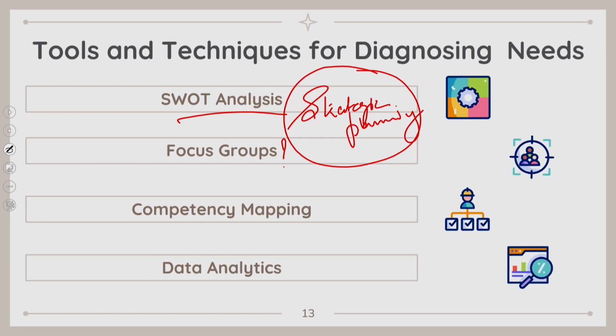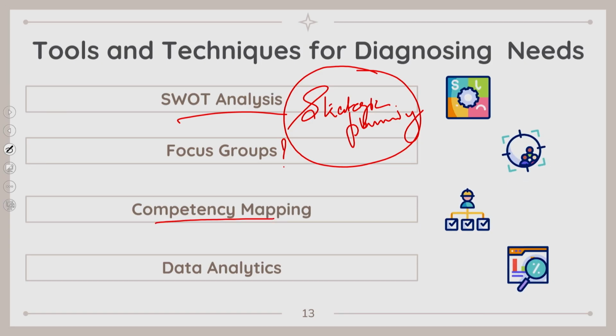If you ask me why use focus groups, they generate rich, detailed feedback that surveys alone cannot capture. They allow participants to express opinions freely, explore complex issues collaboratively and build consensus on shared concerns. So when you are looking into focus groups, they are critical in getting more data. Then you have competency mapping.